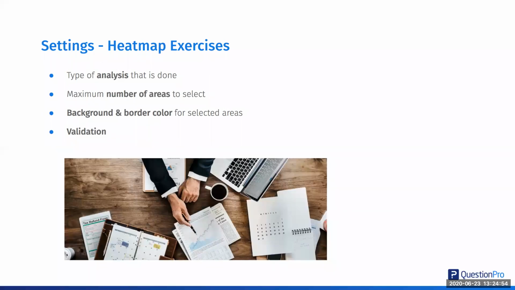So for setting up heat map exercises, obviously select the question, but once you do that, you want to understand what type of analysis you want to do. By that I mean, do you want your respondents to drag and drop, or do you want them to click specific parts of an image in terms of what they like, what they find attractive, what they don't find attractive, et cetera.